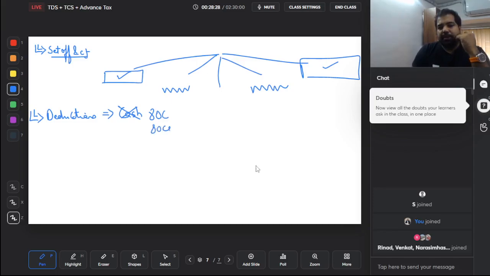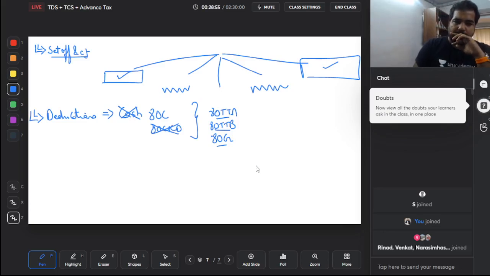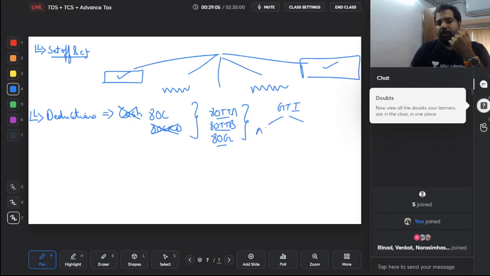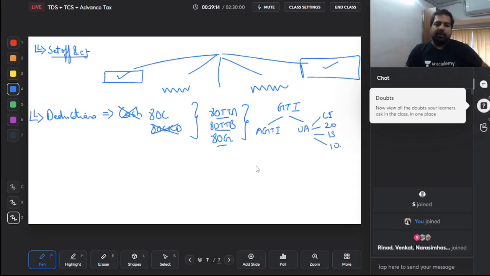If 80CCD puzzles you, don't get too bothered by NPS. If it puzzles you, then do it in the end. First finish everything else. And remember, there are 3 hidden deductions which they will not tell you about, so always check for it. 80TTA, 80TTB and 80GG, where you're renting a house. This is interest incomes. This could be a very high probability of them not telling you that these deductions exist. Alright, and please remember, deductions can only be minused not from your GTI but only from your available GTI. So what is unavailable? Any casual income, any 20, 15, 10% incomes, those will be unavailable for deductions.